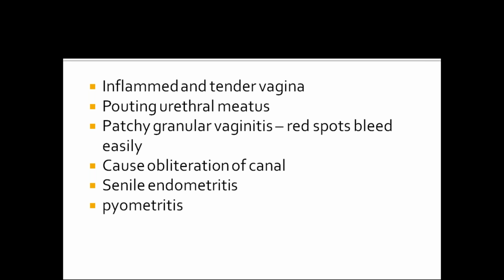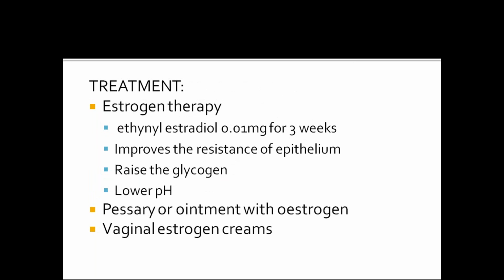Because of this, since raw areas will be there, they get adherent to each other and can cause obliteration of the canal. When there is obliteration of the canal, what will happen? There will be accumulation of all the secretions there, causing pyometra and pyometritis, and that will cause endometritis also. So senile vaginitis can produce senile endometritis when there is obliteration of the canal and pyometra. If you don't treat, it can lead to pyometra, so you have to treat.